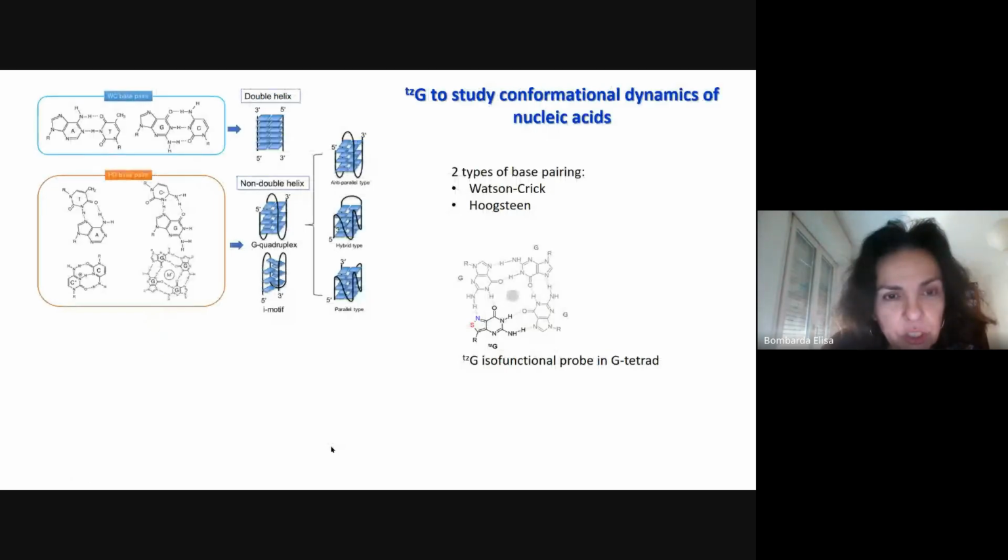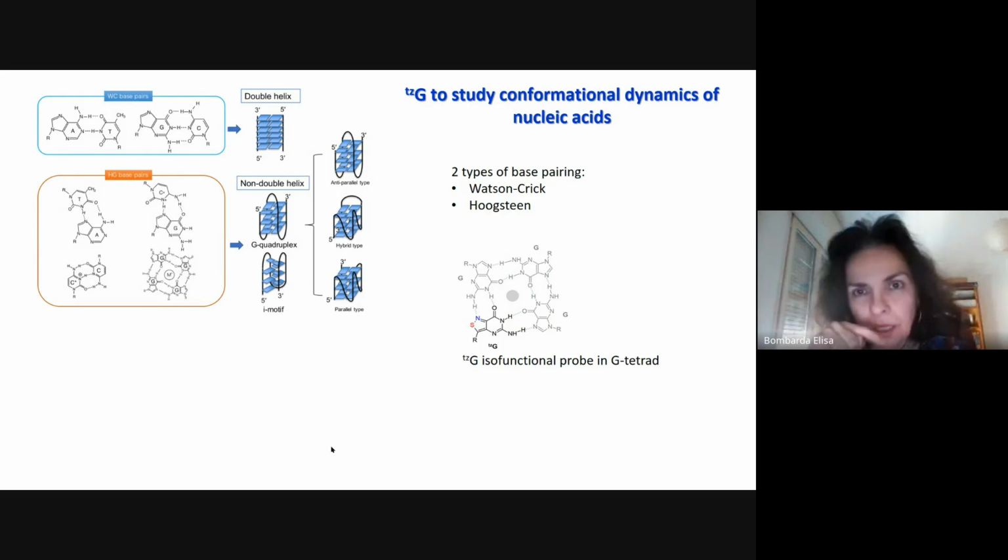So anyway, TCG is very promising, and not only that, there is also another important advantage of TCG with respect to TAG.